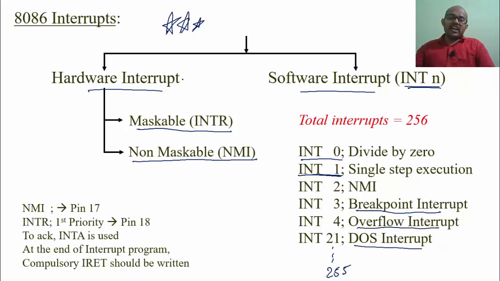Now, a hardware interrupt is generated by your peripherals or hardware. All the hardware interrupts are accepted on pin number 17 and pin number 18. Pin number 17 is connected with NMI, the non-maskable interrupt. Whenever this interrupt occurs, the microprocessor is going to provide the service. You can't block this interrupt. But INTR is connected to pin number 18, and to acknowledge it, INTA, the interrupt acknowledgement, is used. At the end of an interrupt program, you compulsorily have to write IRET.